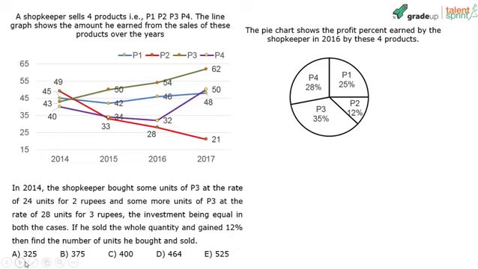There are 4 questions here. The first one is on your screens now. So the same data, see what he's talking about. In 2014, the shopkeeper bought some units of P3 at the rate of 24 units for 2 rupees and some more units of P3 at the rate of 28 units for 3 rupees. The investment being equal in both the cases. If he sold the whole quantity and gained 12%, then find the number of units he bought and sold. Interesting question.